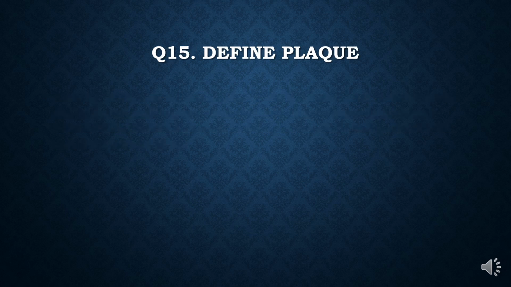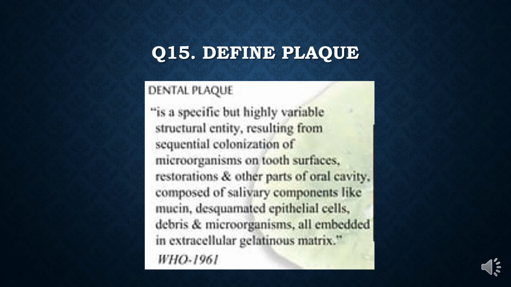Question number 15 is define plaque. It is a specific but highly variable structural entity resulting from sequential colonization of microorganisms on tooth surfaces, restorations, and other parts of the oral cavity, composed of salivary components like mucin, desquamated epithelial cells, debris, and microorganisms, all embedded in extracellular gelatinous matrix. It was given by WHO in 1961.